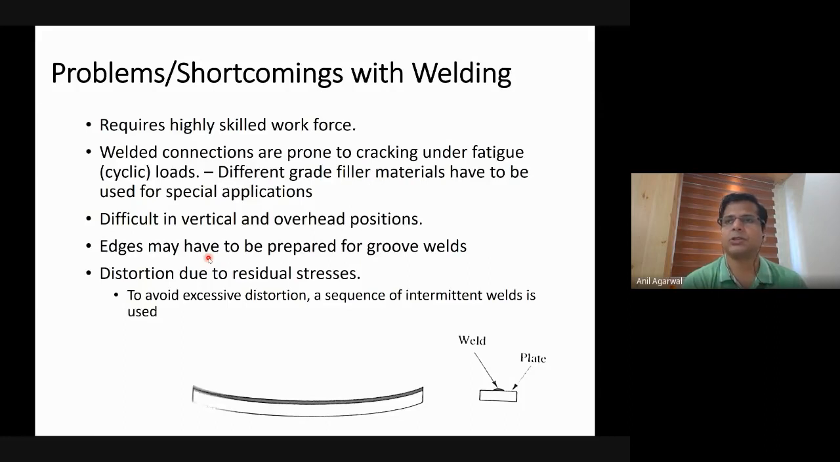Okay. Another major issue with welded connections is distortions, or the development of residual stresses. I'm sure it must have been discussed in the chapter on columns also, because you may have hot rolled beams or hot rolled columns, and you may have beams or columns which are built up sections. When the sections are built up, often they are welded together, right?